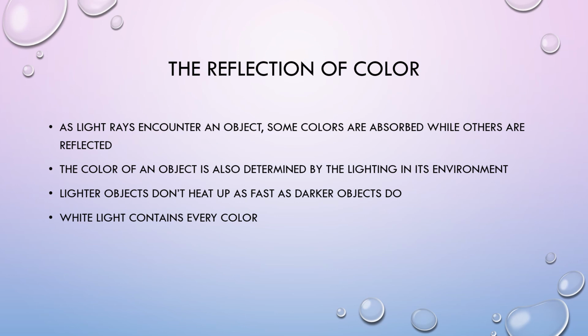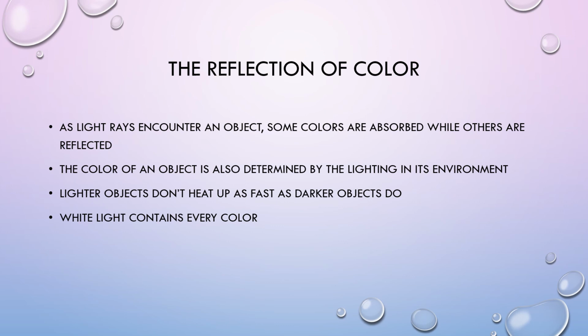If you have a red ball that is placed in a blue light, the red ball may appear darker than it does when it's placed in sunlight. In addition, lighter objects don't heat up as fast as darker objects do. Darker objects absorb more different wavelengths of light energy, but lighter color objects reflect the light of most wavelengths.